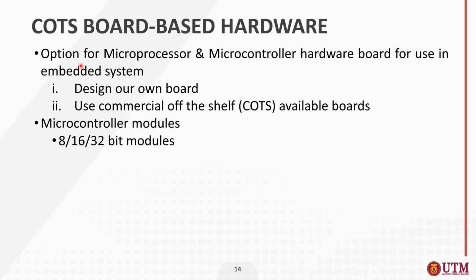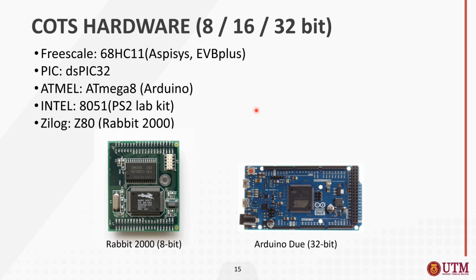So you have two options if you want to use micro P or micro C. The first option is to design your own board, or the second option is just to use the COTS board available. For example, for COTS boards, as you can see here, the Rabbit 2000, which is an 8-bit microcontroller. And then Arduino Due here, which is a 32-bit COTS hardware, which is widely available. What you can do is just buy it, and you can use it. So this is the COTS hardware.